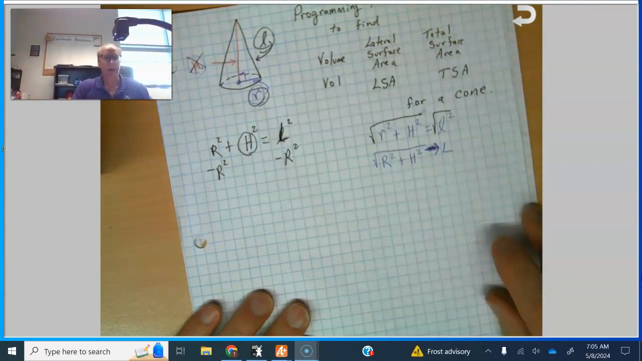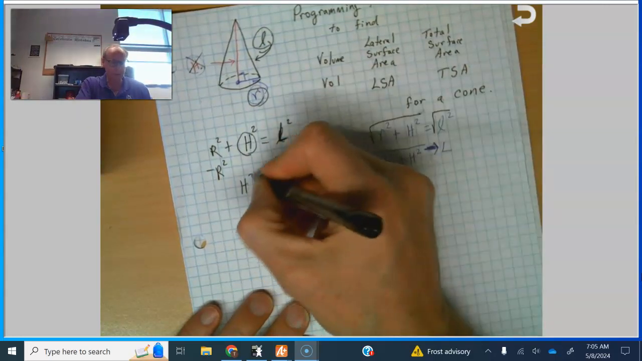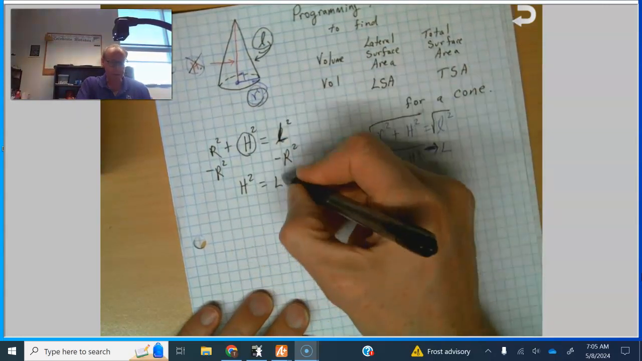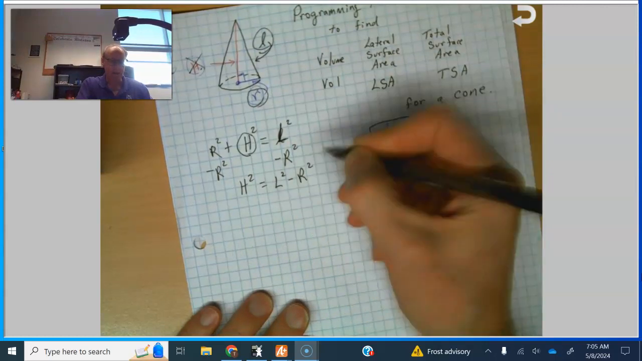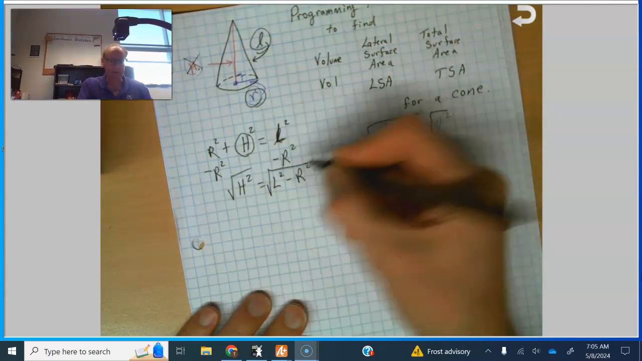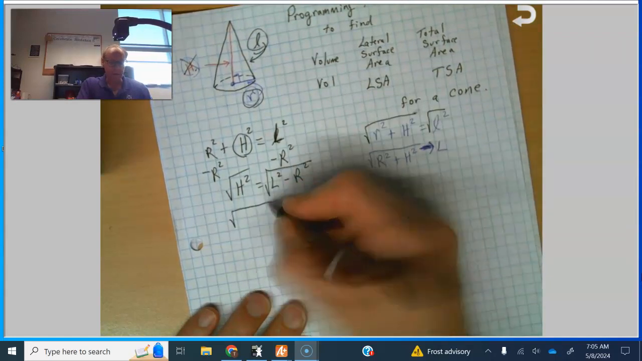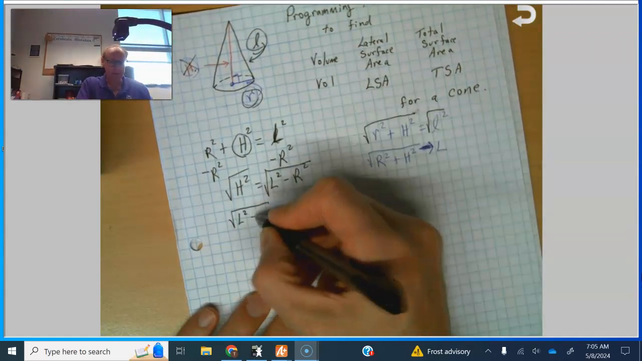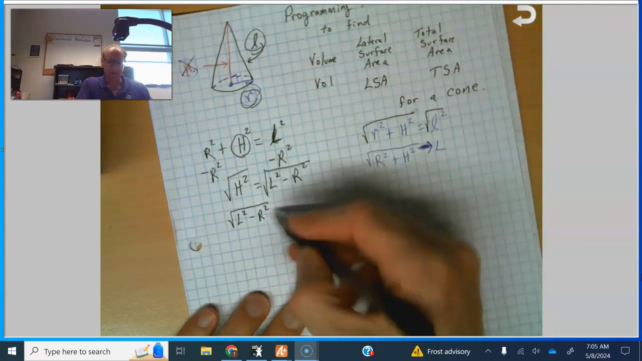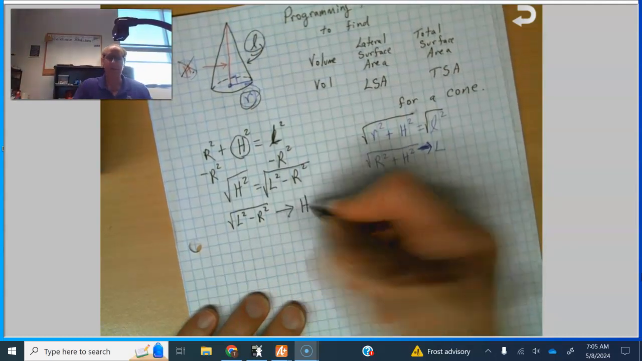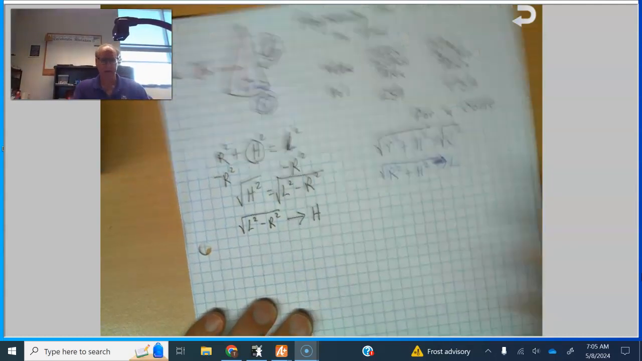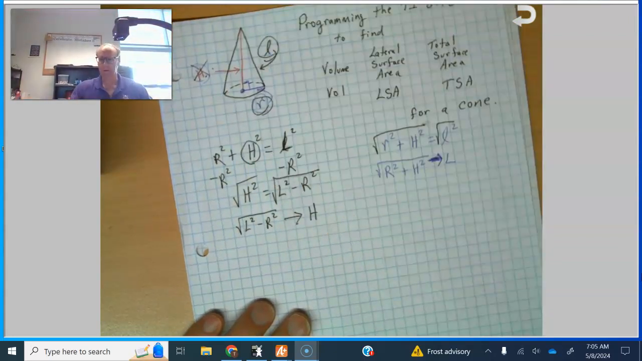There it is. And then I get H squared is equal to L squared minus R squared, and I have to take the square root in order to find it. So I am going to take the square root of L squared minus R squared, and that's going to give me my H. And that's what I'm going to put within my program if the H is missing.